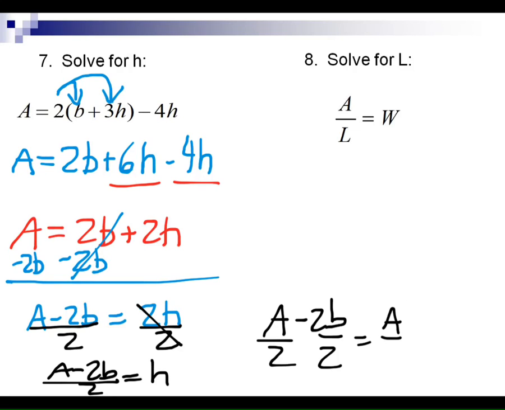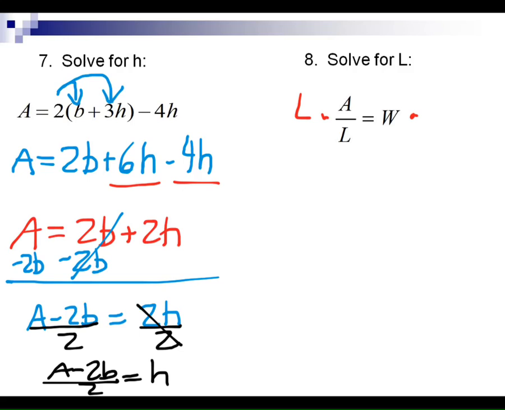Last one today is this: A divided by L equals W. Now this is actually the equation area equals length times width, right? It's just been rearranged. I want to get L by itself. Anytime I can get rid of fractions or parentheses, I'm going to do that. I want to get rid of this fraction, this division by L. What's the opposite of dividing by L? Multiplying by L, right? That way I get rid of this fraction, because when I do that, those will cancel with each other and just leave me with A.